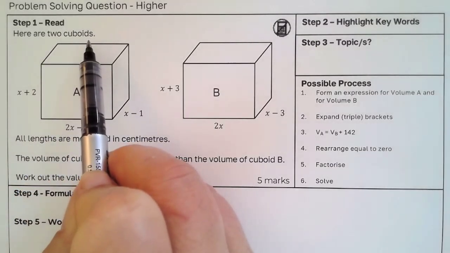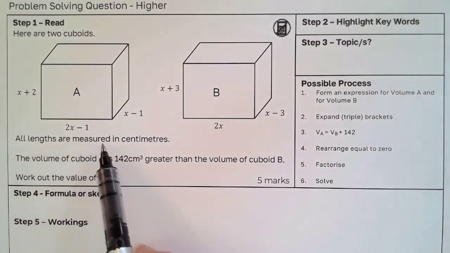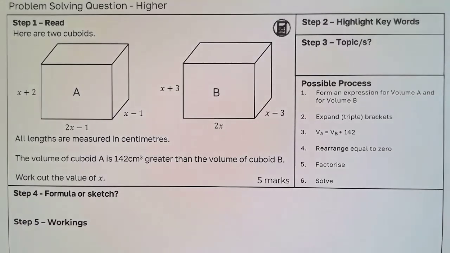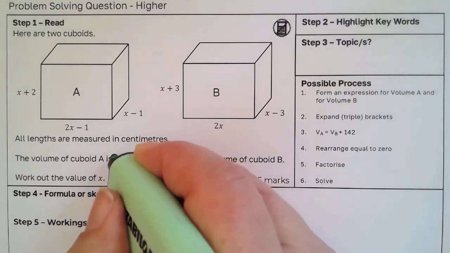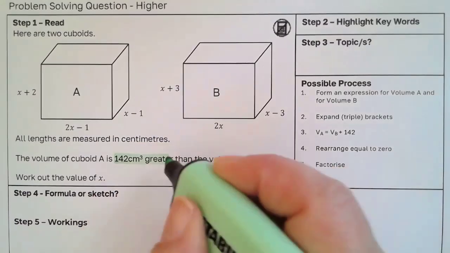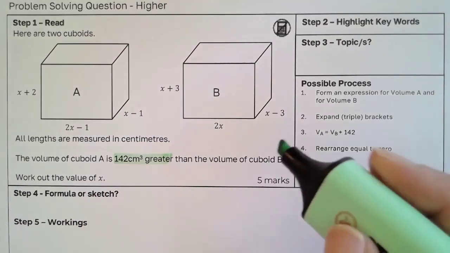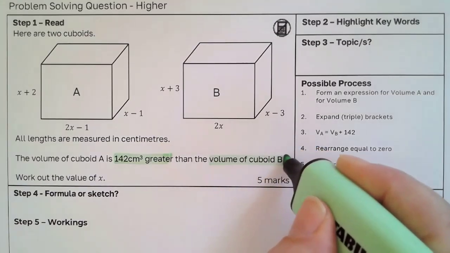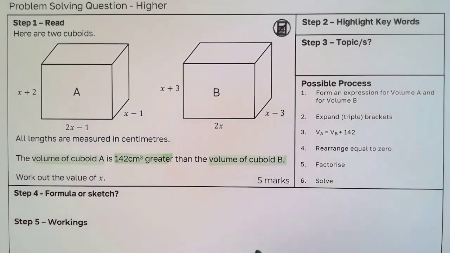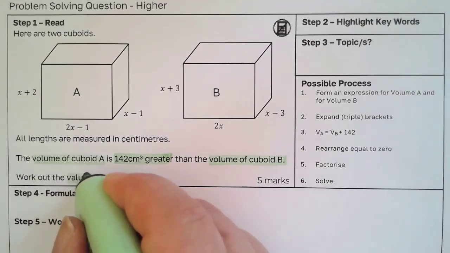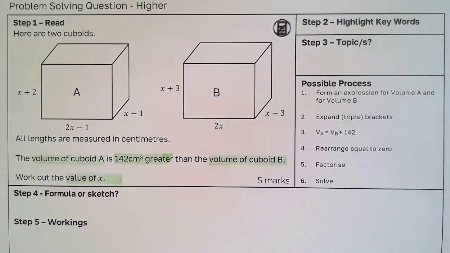Here are two cuboids. All lengths are measured in centimeters. The volume of cuboid A is 142 centimeters cubed greater than the volume of cuboid B. Work out the value of x. That's what we're trying to achieve.